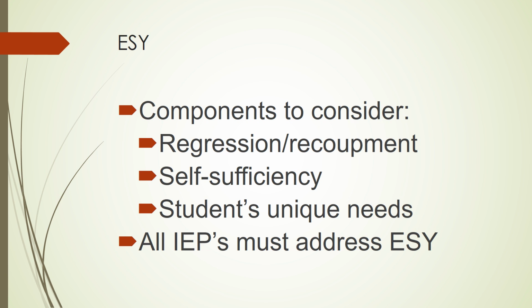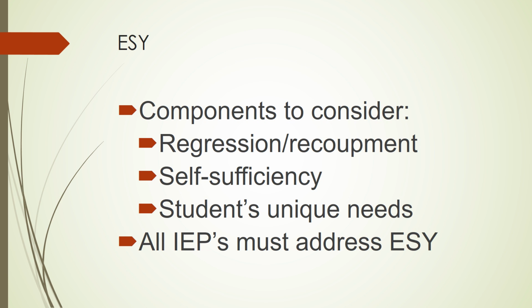You also have to talk about self-sufficiency. There are self-sufficiency checklists or assessments that may indicate the student needs instruction during extended time to attain or maintain functional skills. The other piece you talk about is the student's unique needs. For example, a student may need mobility instruction after dark in the community because of a certain visual impairment.